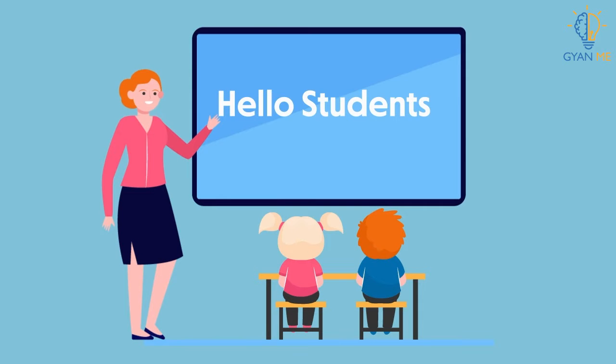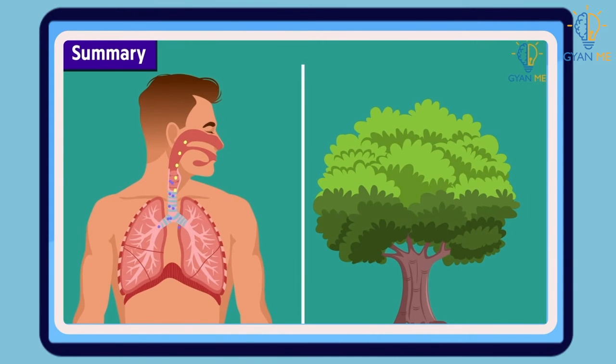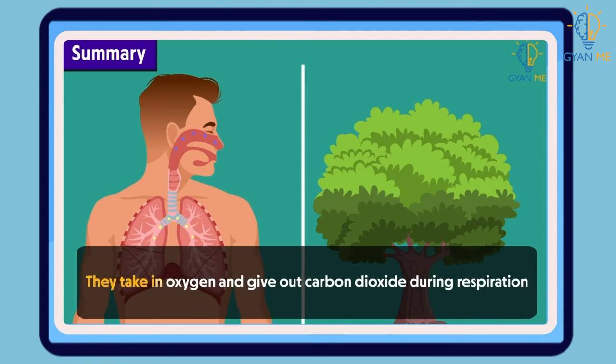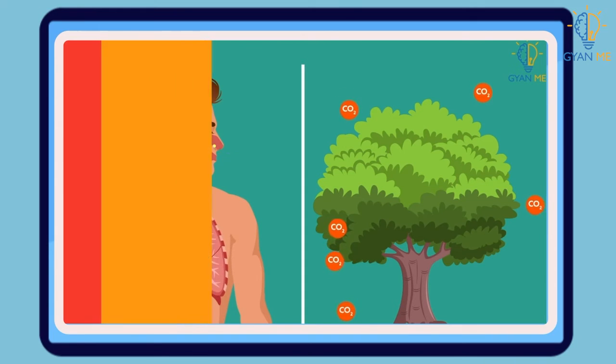Hello, students! So, what we have seen till now is that plants also breathe like other organisms. They take in oxygen and give out carbon dioxide during respiration. But the only difference is that animals have a more complex system of respiration, while in plants it is simple. Every exposed part of it can exchange gases directly.